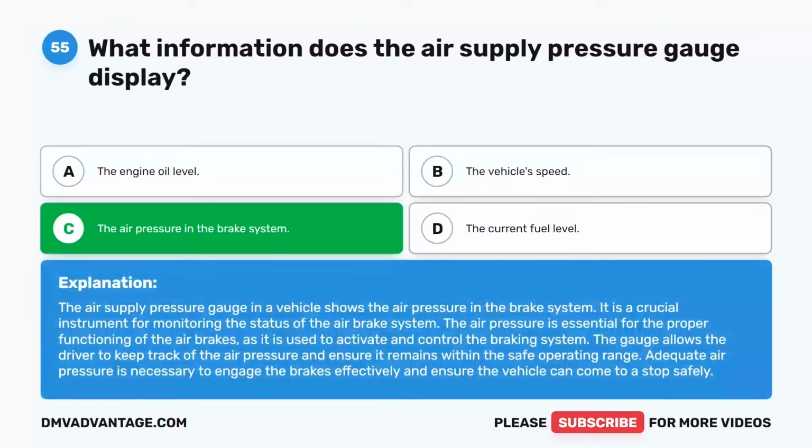The air supply pressure gauge in a vehicle shows the air pressure in the brake system. It is a crucial instrument for monitoring the status of the air brake system. The air pressure is essential for the proper functioning of the air brakes, as it is used to activate and control the braking system. The gauge allows the driver to keep track of the air pressure and ensure it remains within the safe operating range. Adequate air pressure is necessary to engage the brakes effectively and ensure the vehicle can come to a stop safely.